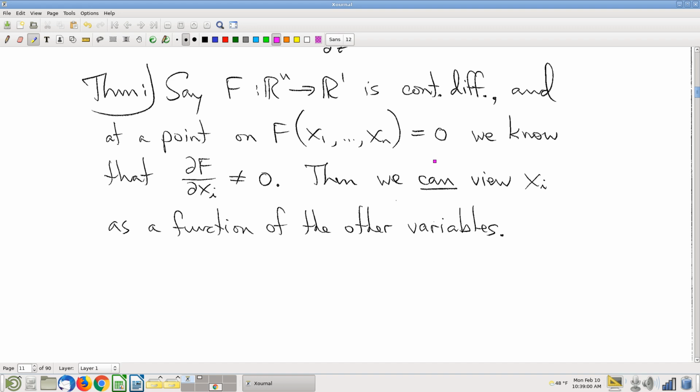If the partial with respect to one of those variables is not 0, then you can view that variable as being a function of the others. Whichever variable you choose to take the partial of and can confirm that you get not 0, you can choose to view that as being a function. And it's fine and dandy, no problem.